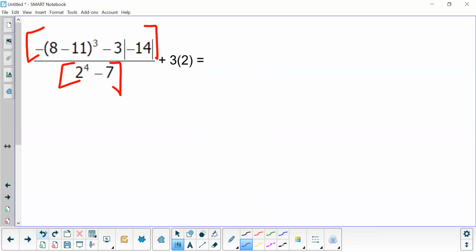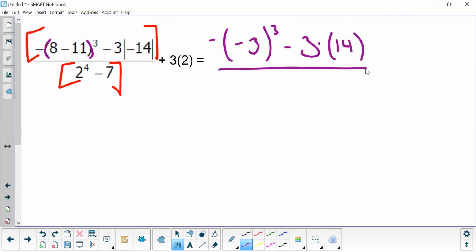So I have a set of parentheses here. So I'm going to simplify that first. I have 8 minus 11, which is -3. And that will be cubed. Minus 3, another set of grouping symbols, which is absolute value of -14, which is 14. And think about what this -3 is doing to those absolute value symbols. It's multiplying. So this will end up being -3 times a positive 14 over what we have on the bottom.